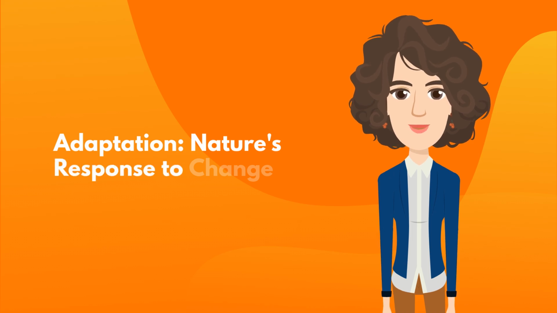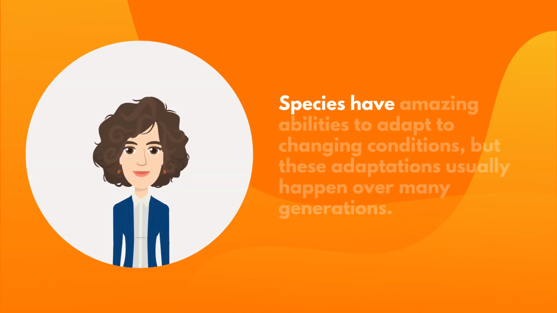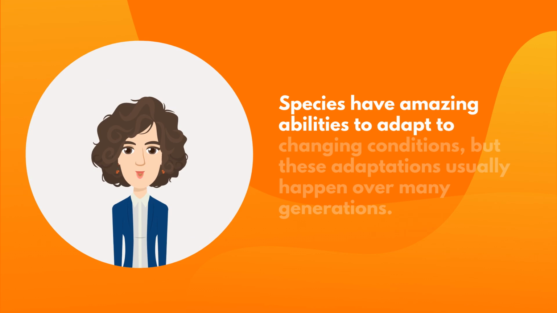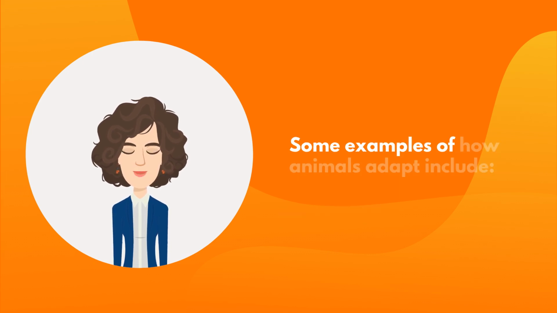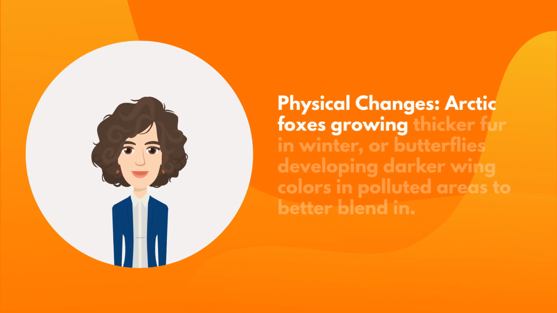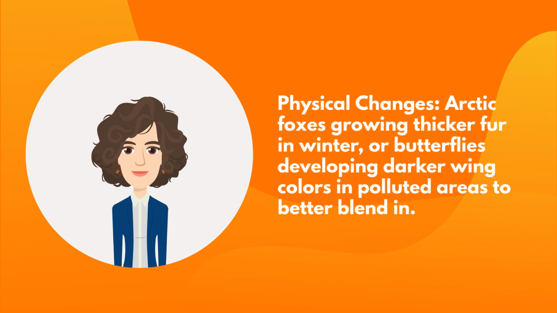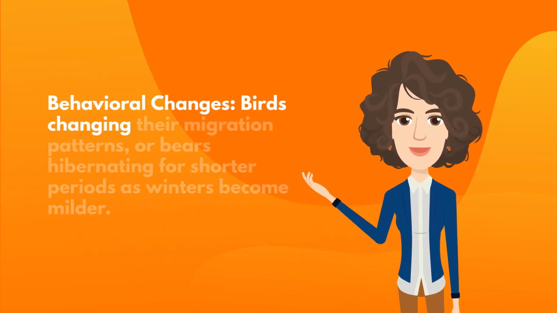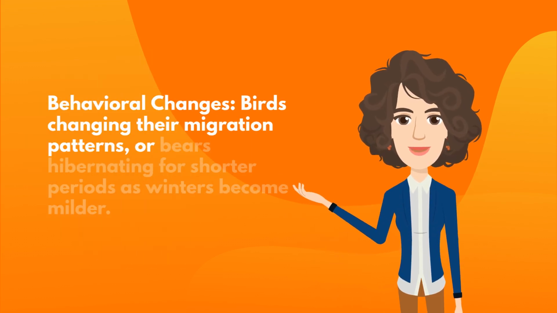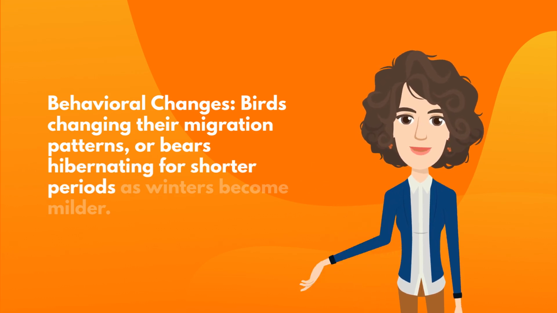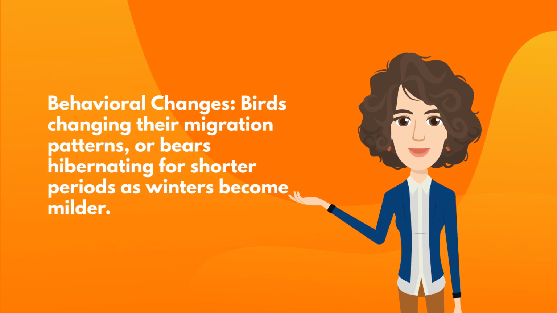Adaptation. Nature's response to change. Species have amazing abilities to adapt to changing conditions, but these adaptations usually happen over many generations. Some examples of how animals adapt include physical changes, Arctic foxes growing thicker fur in winter, or butterflies developing darker wing colors in polluted areas to better blend in. Behavioral changes, birds changing their migration patterns, or bears hibernating for shorter periods as winters become milder.